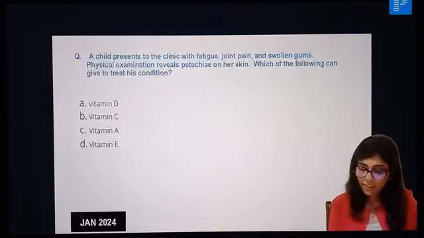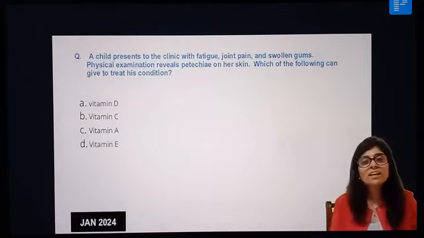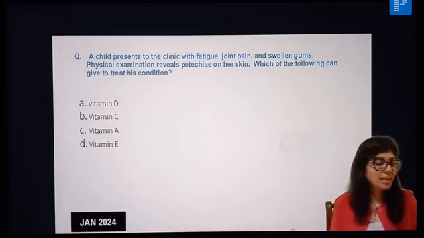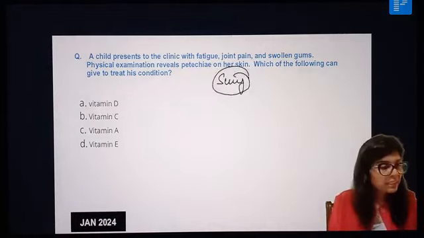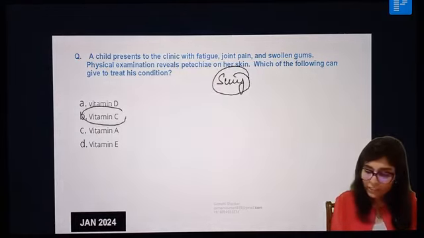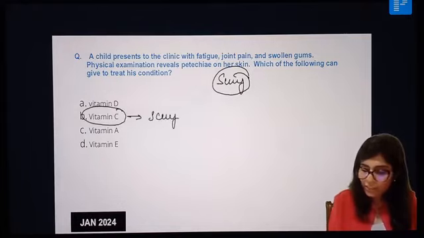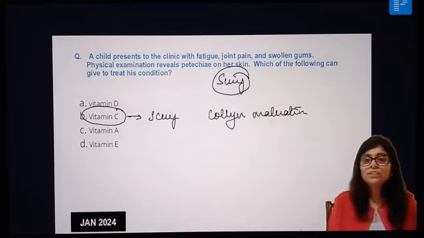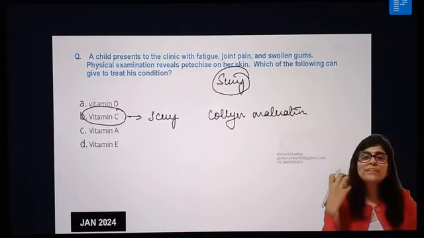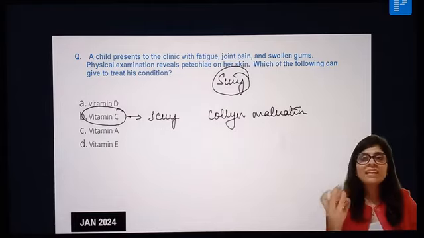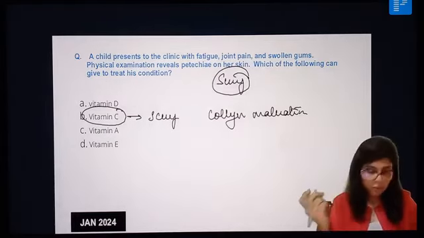So the next question is, a child presents to the clinic with fatigue, joint pain and swollen gums. Physical examination reveals petechiae on her skin. Excellent. Yes, it is scurvy because of vitamin C deficiency. So why should vitamin C deficiency cause bleeding? Because just now I told you vitamin C is necessary for collagen maturation. Without collagen maturation, the subendothelial tissues will become weak. So blood vessels are weaker, and that is why you see petechiae, right? And that is why you see bleeding gums. Good.